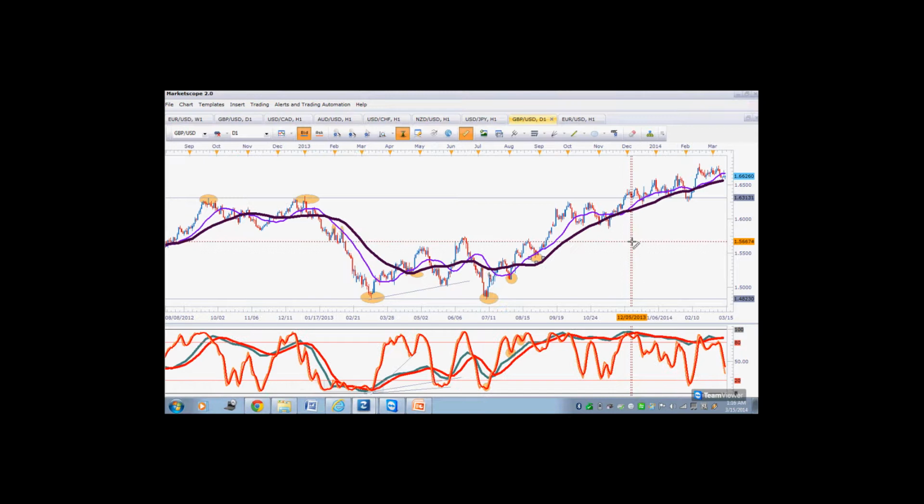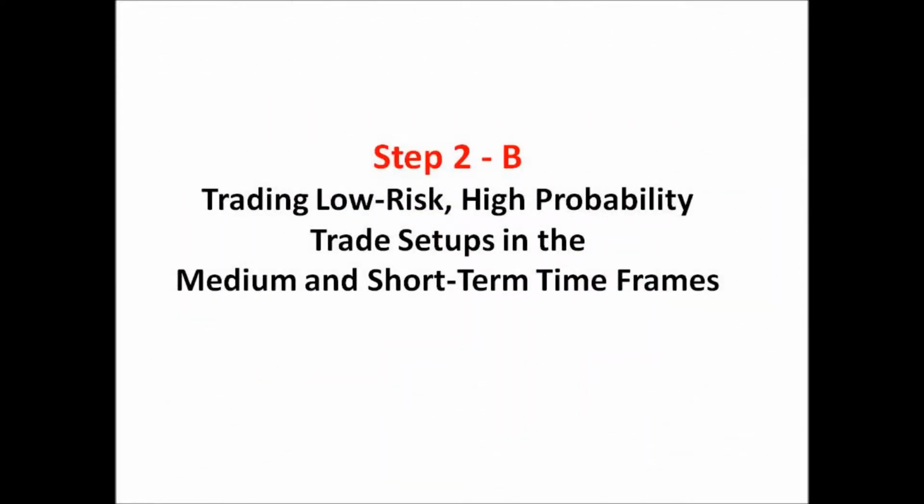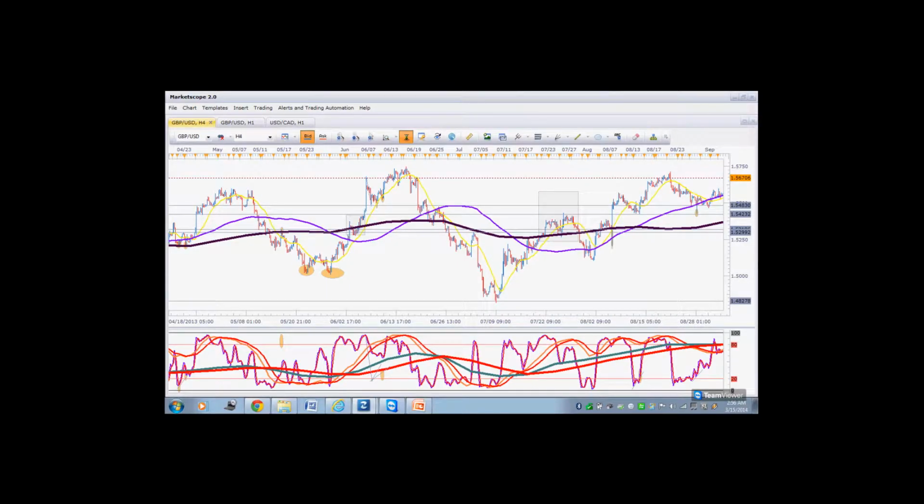But there is an opportunity to further refine our entry by looking at the smaller time frame. So let's try to look at this on the 4-hour chart. Now, after defining our long-term direction from the daily chart, we can zoom into the 4-hour chart to start refining our entry to a level where there is low risk and high probability of success in our trade entries.